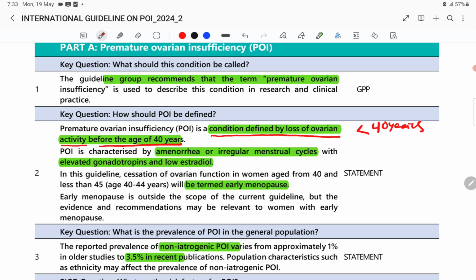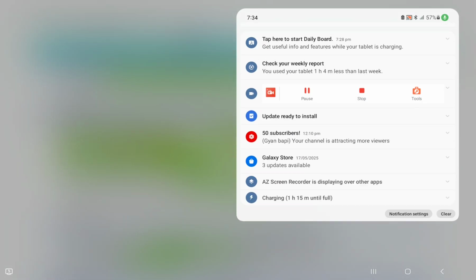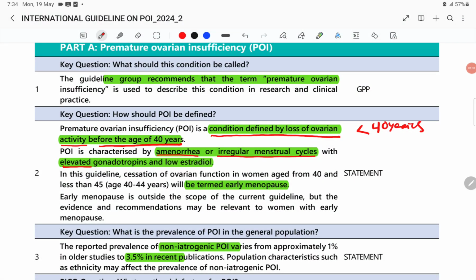Premature ovarian insufficiency is characterized by amenorrhea or irregular menstrual cycle, with elevated gonadotropins like your FSH and low estradiol level. Very, very important: all these conditions have to be satisfied. This is how to define premature ovarian insufficiency.